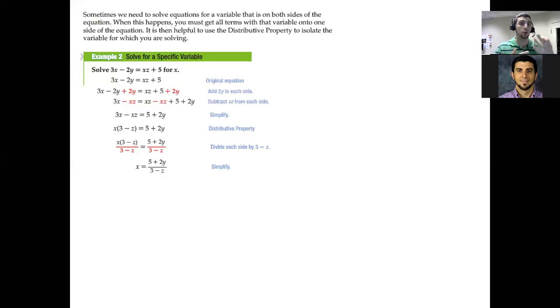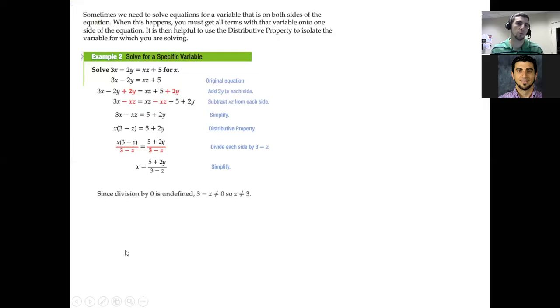Okay, so real quick, just how we did this. We have terms that have the variable we want to solve for on both sides. So we get the terms with the variable that we want to solve for all on one side, everything else on the other. Then you use the distributive property in reverse to pull that variable out. So that's what we did right here. Then we just divided by the quantity that was multiplied by the variable to get it by itself.